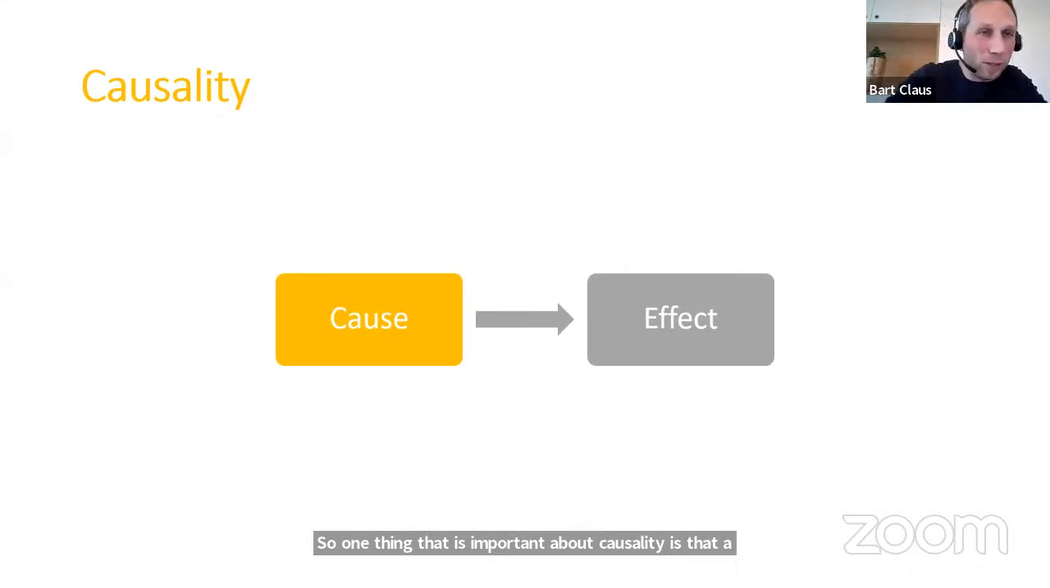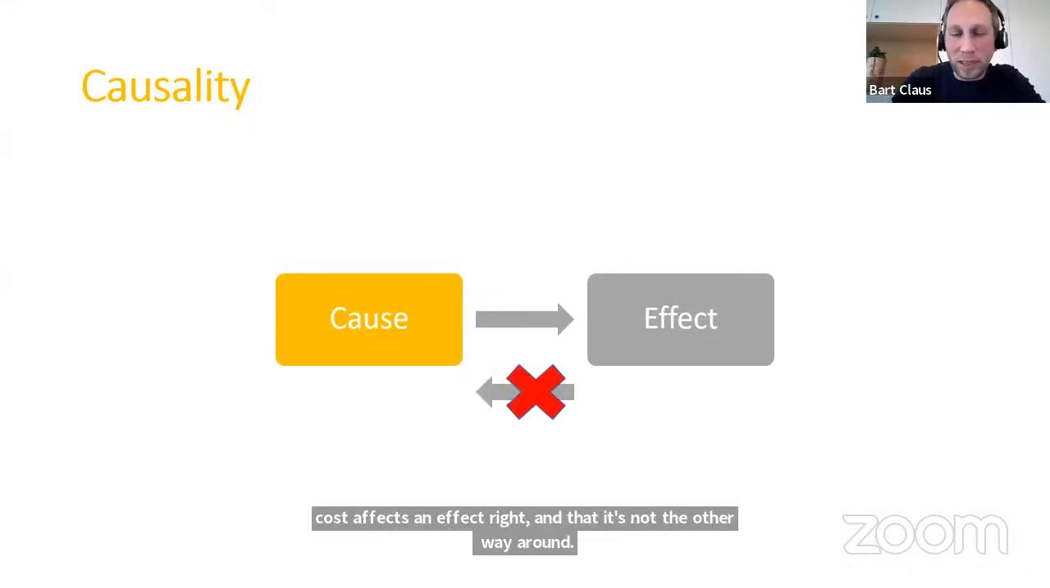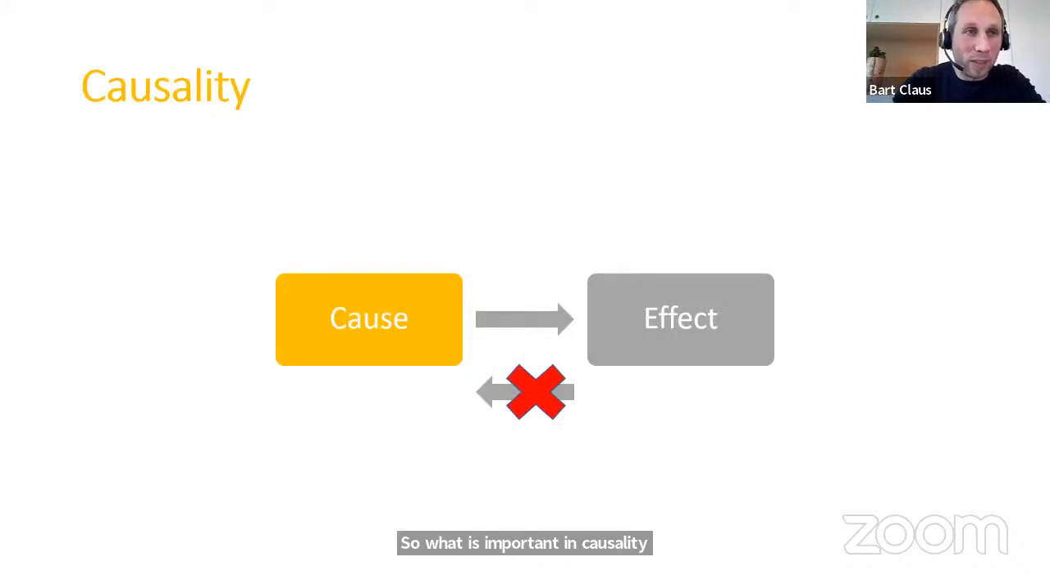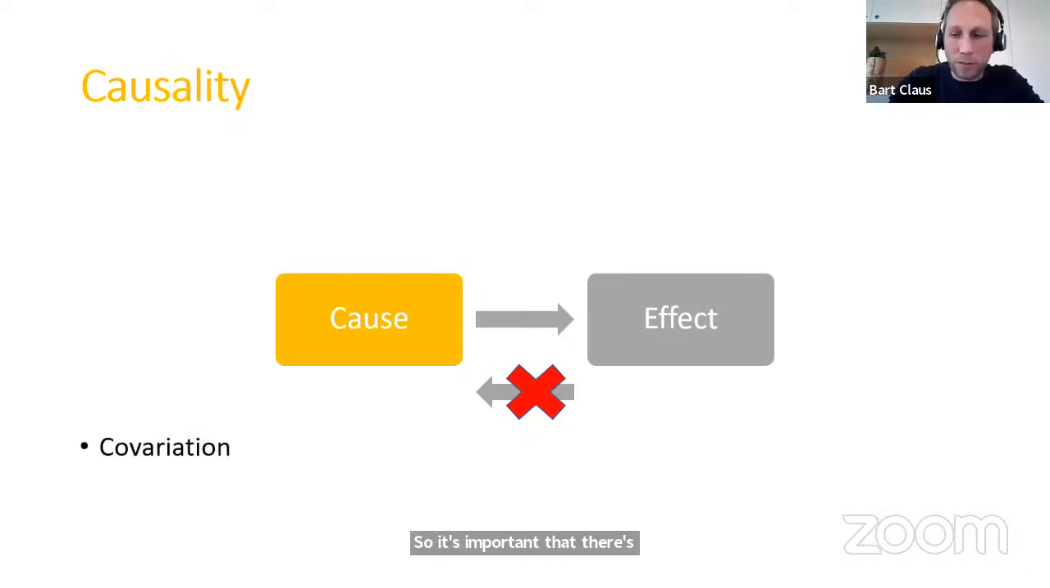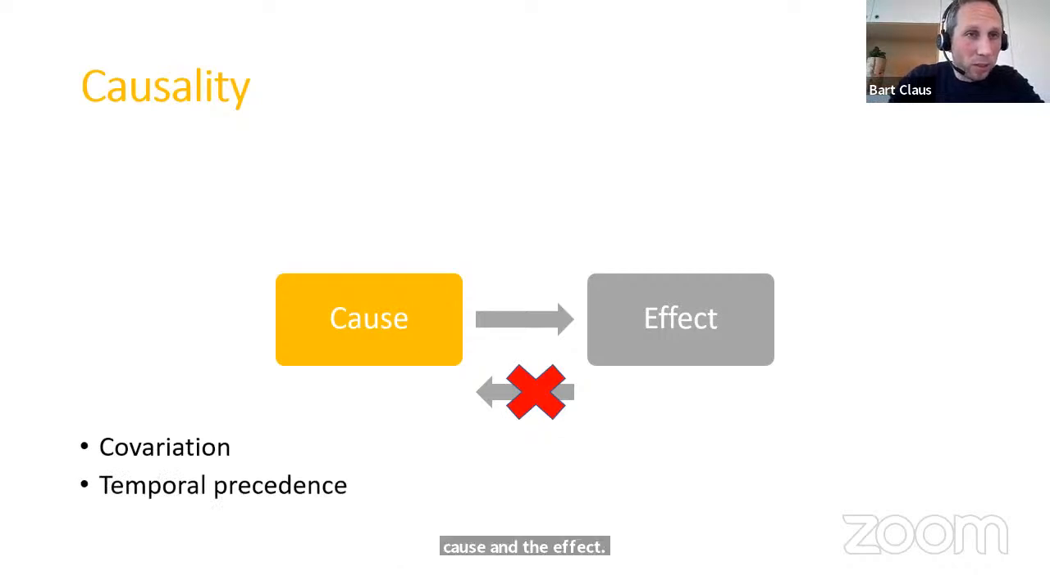And that it's not the other way around. So what is important in causality is the direction of an effect, right? There needs to be an effect of the independent variable on the dependent variable, but not the other way around, right? And the reason why it's not the other way around can be found either in theory, in logic as well, or can be found in the order of things, right? So it's important that there's covariation between the cause and the effect, but that there's also temporal precedence of the cause before the effect, right?